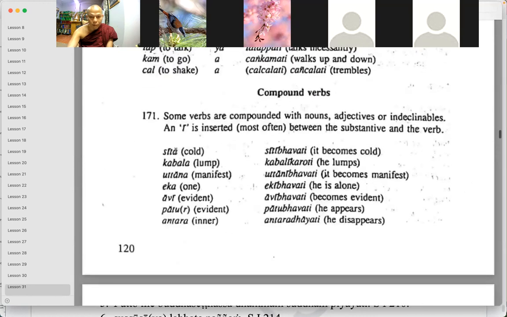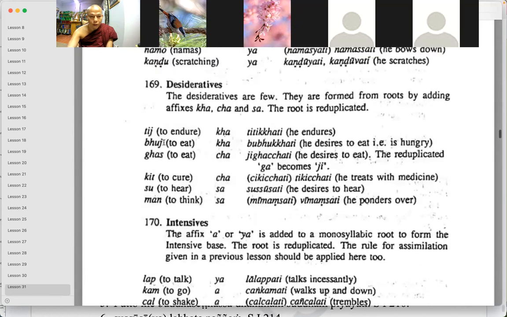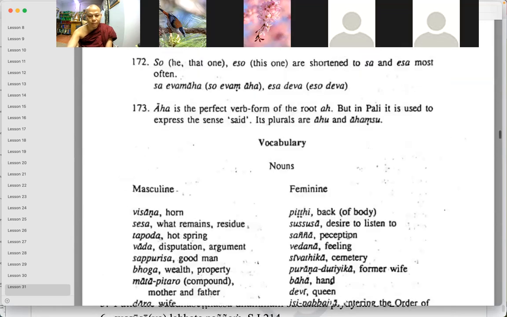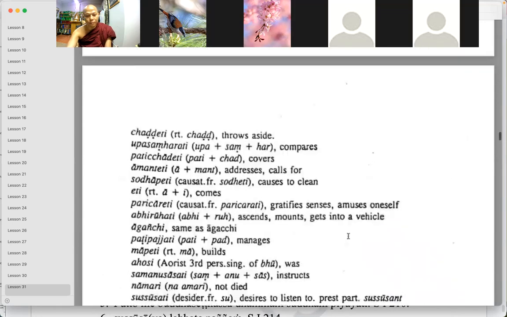Kaṇḍu here is denominative, so kaṇḍuyati. Kaṇḍuyati, but later it changes. With the ya suffix, kaṇḍuyati, and the ya is changed to va, kaṇḍuvati. So from the kaṇḍuva base and the present participle, scratch. So denominative, but present participle.